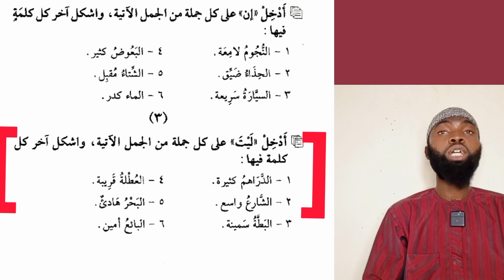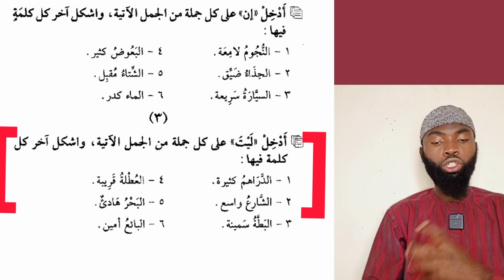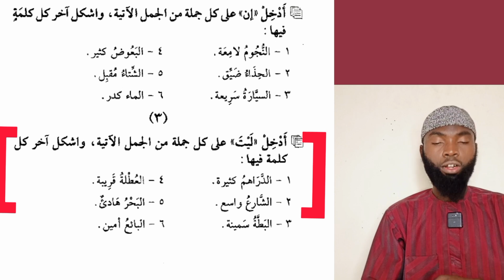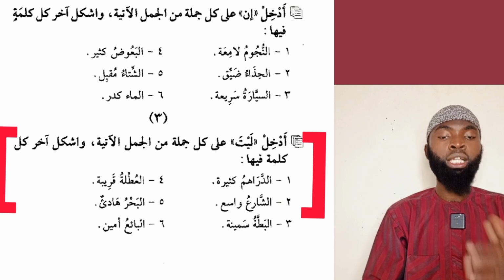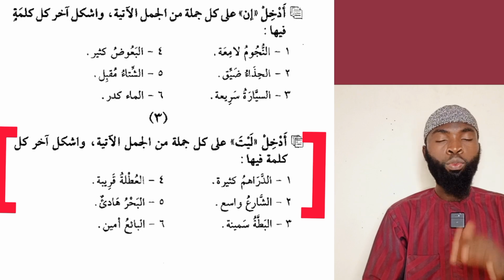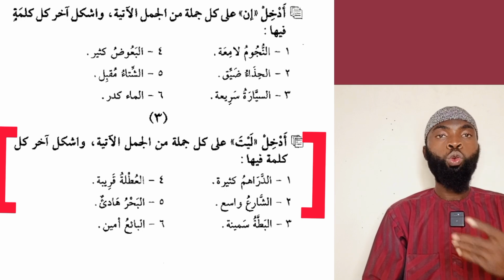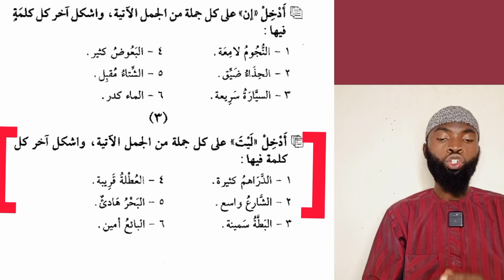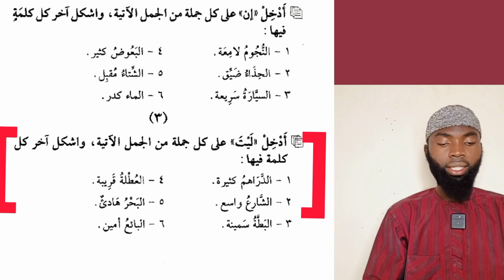Number four, we have al-utlatu qaribatun. The holiday is close, is approaching, or is nearby. We say layta al-utlata qaribatun, which means the holiday is near. Next, we have al-bahru hadi'un. The sea is calm. We say layta al-bahra hadi'un, which means the sea is calm. Lastly, we have al-bayyu aminun. The trader is trustworthy. We say layta al-bayya'a aminun, which means the trader is trustworthy.